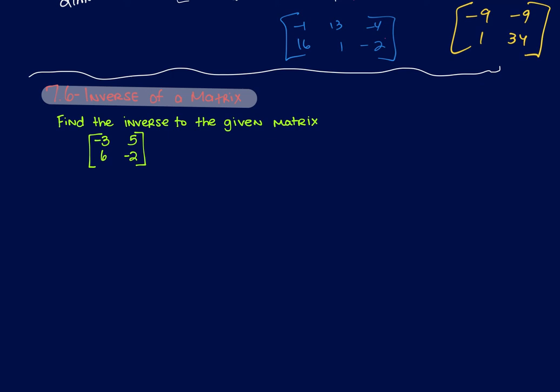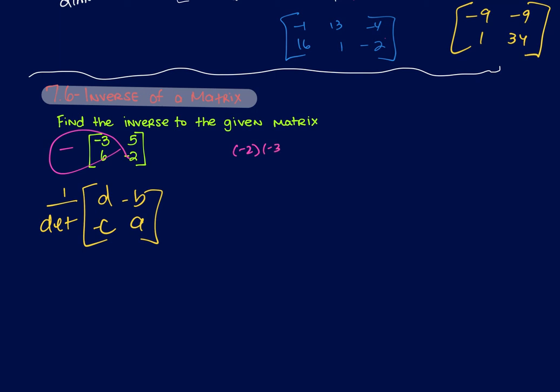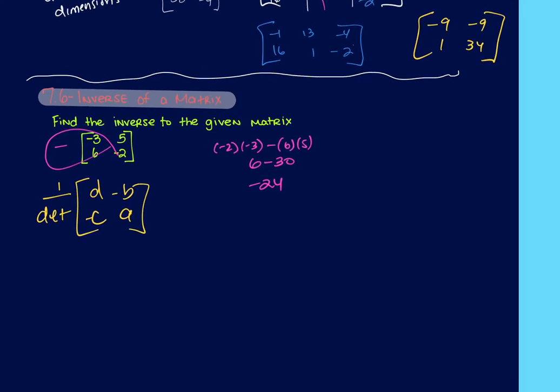So the inverse on a 2 by 2 is 1 over the determinant. And then remember, we switch the A and the D and we negate the B and the C. So in this example, I would have to do the fish. Negative 2 times negative 3 minus 6 times 5, which is 6 minus 30, negative 24. And then I do 1 over that. So 1 over negative 24.